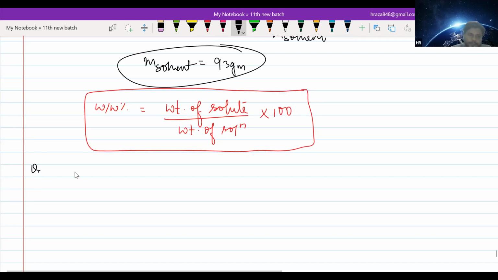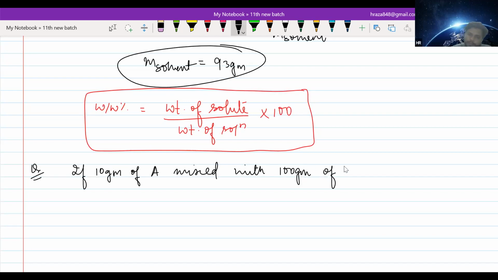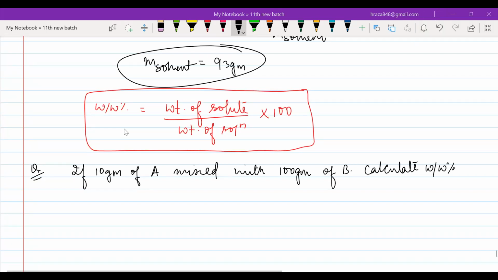And there is a question. If 10 gram of A is mixed with 100 gram of B, calculate weight by weight percent. Please do this. Calculate weight by weight percent. Weight by weight percent of A or B? This is only for A. Weight by weight percent, we generally calculate for solute, not solvent, okay?